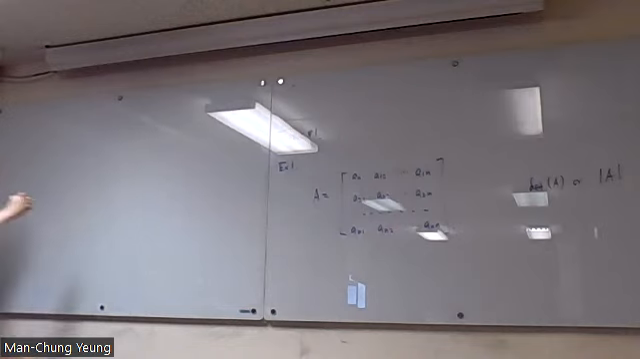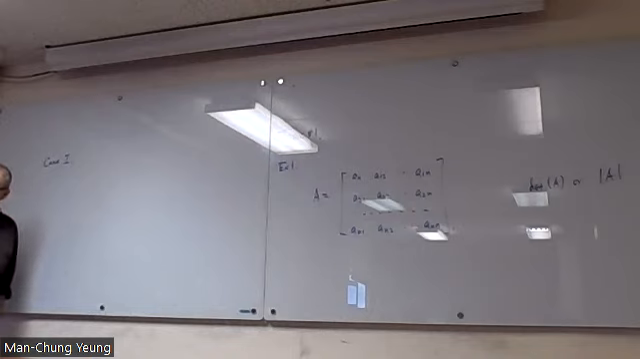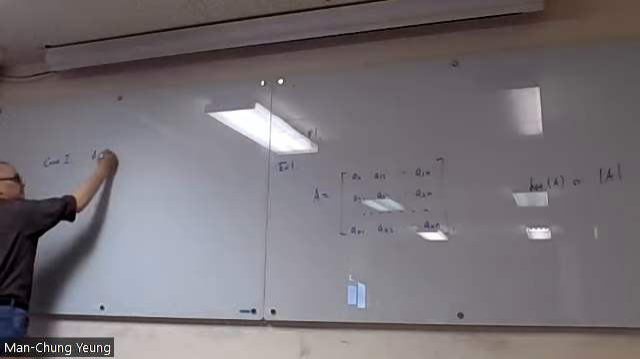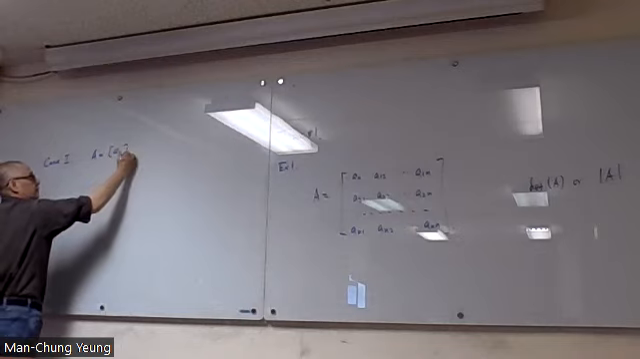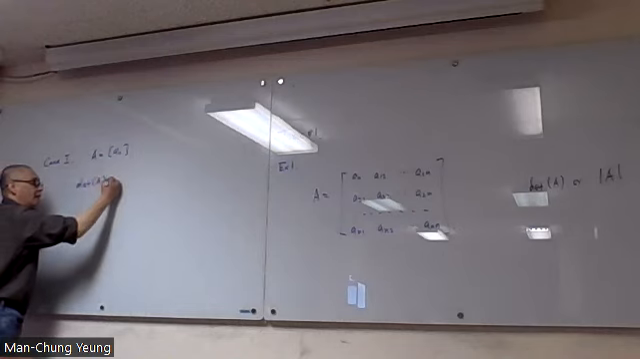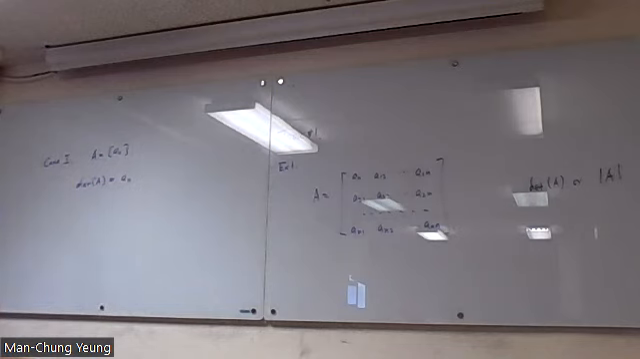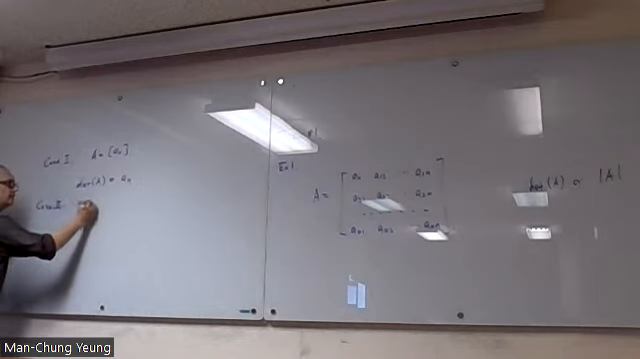The first case, case 1. The matrix size is 1 by 1. Then the determinant of a 1 by 1 matrix is just the entry A1. Now the second case, the size of the matrix is greater than 1. Case 2, N greater than 1.